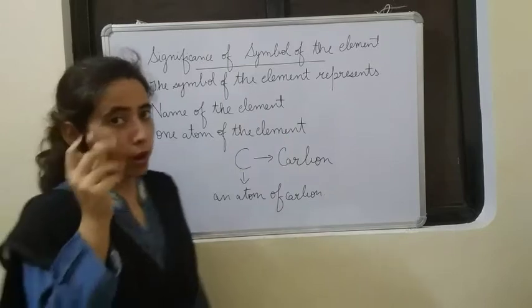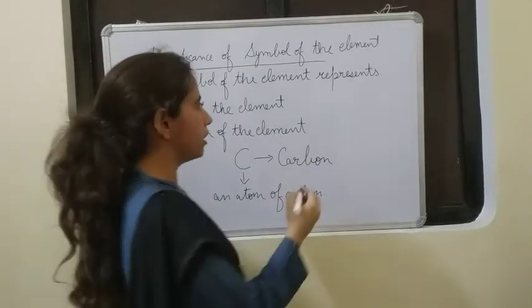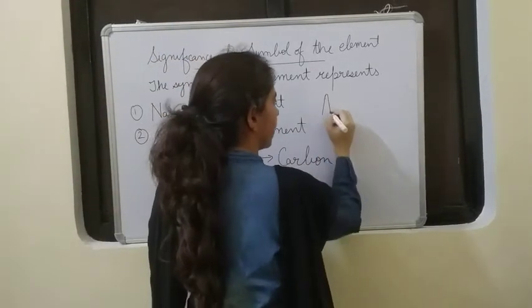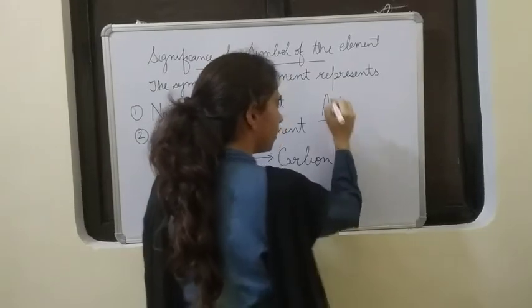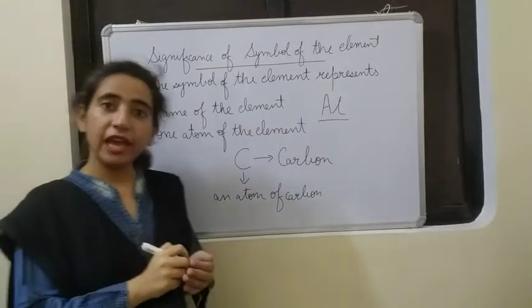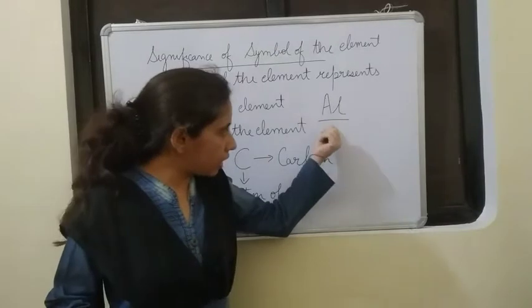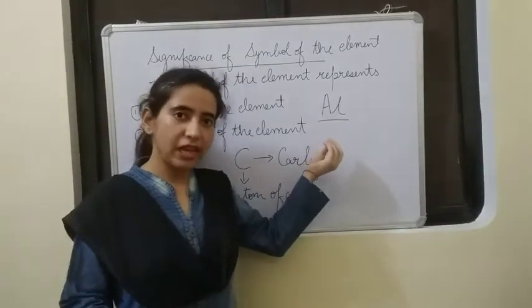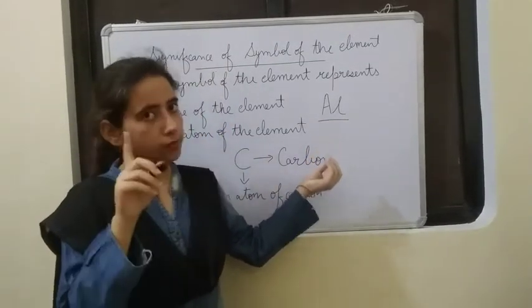Okay, we can take one more example. Suppose for aluminium, if it is Al, then it represents the element aluminium, and if Al is written, it is actually an atom of aluminium. Okay.